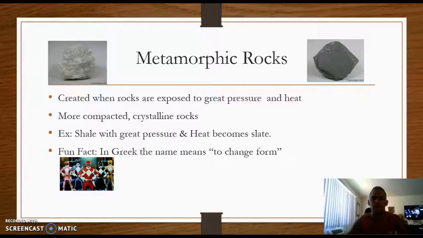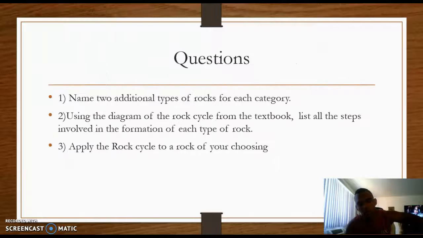The way I remember this was in high school. If you ever got in trouble, you'd say, holy shale. Getting a lot of trouble, a lot of pressure. Eventually, with enough heat, you get a clean slate. A fun fact is that the word metamorphic comes from the Greek word which means to change form. A fun way to remember that is if you ever watched Power Rangers, they morph, change form, into their costumes. And ladies and gentlemen, that is a quick overview of rock formations and the different types of rocks.